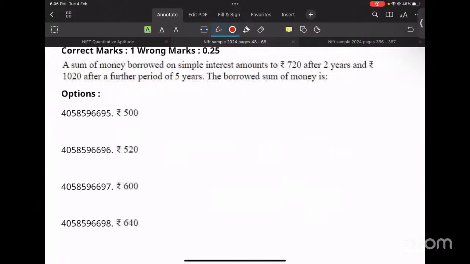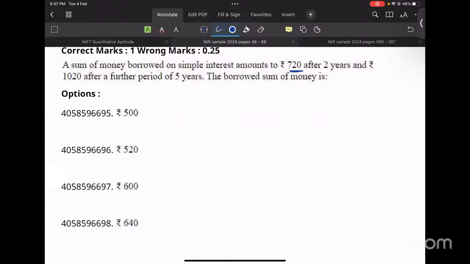Now you guys can solve this question. The previous question was from profit and loss, discount, and this question is from simple interest. A sum of money borrowed on simple interest amounts to rupees 720 after 2 years and rupees 1020 after a further period of 5 years. Then the borrowed sum of money is what?